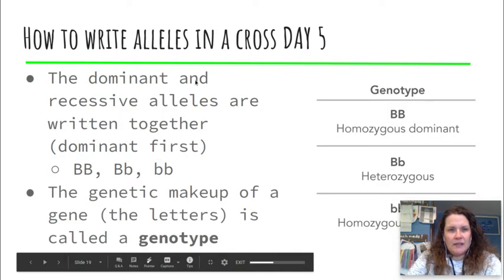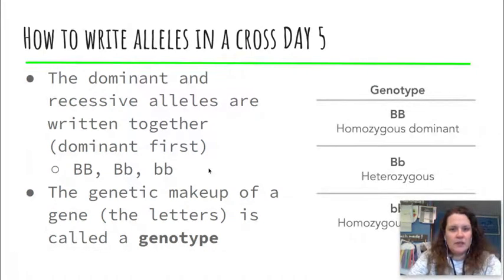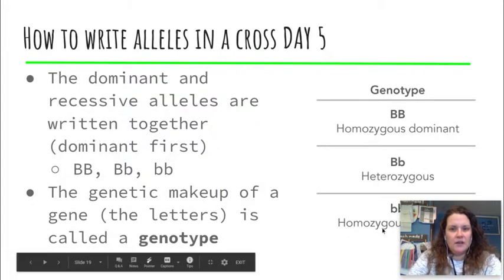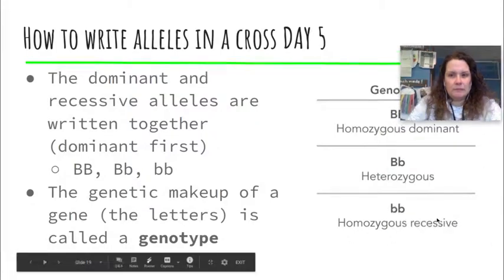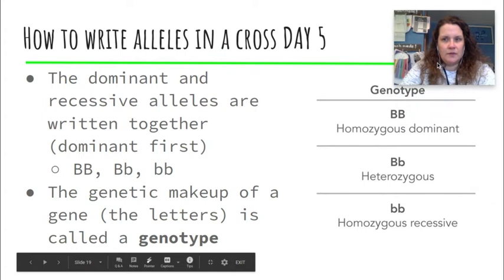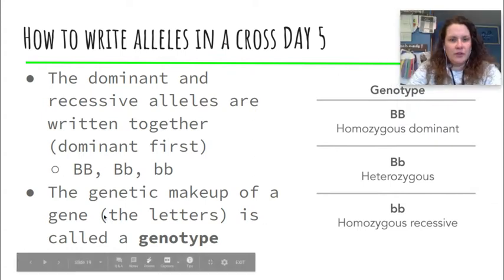The dominant and recessive alleles are written together. So right here, we have a dominant and a dominant allele. Right here, this big B is a dominant, little b is recessive, little b, both recessive. So right here, as this says, homozygous dominant, right here, this would be heterozygous. And then right here, this would be homozygous recessive.